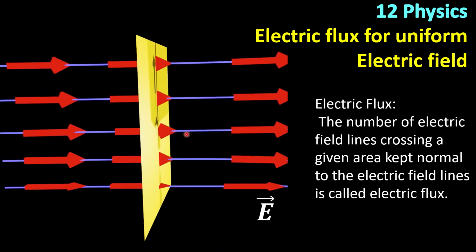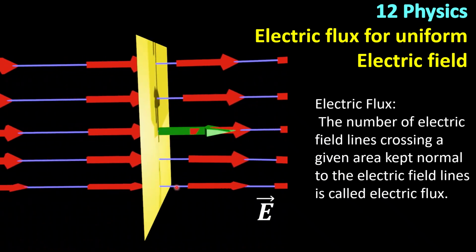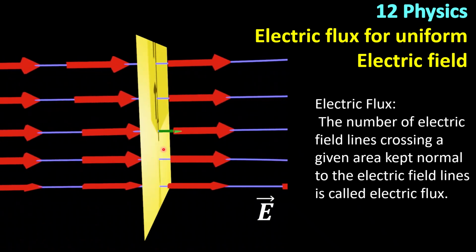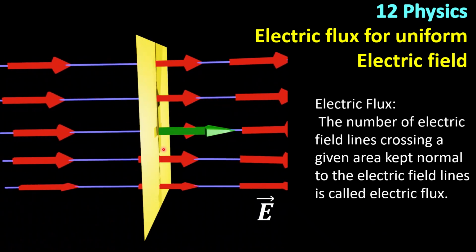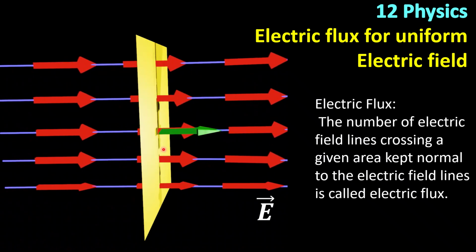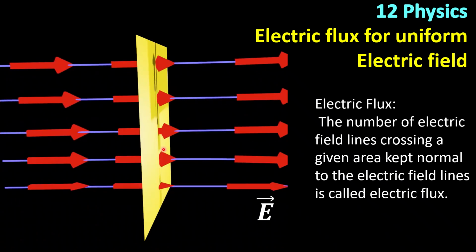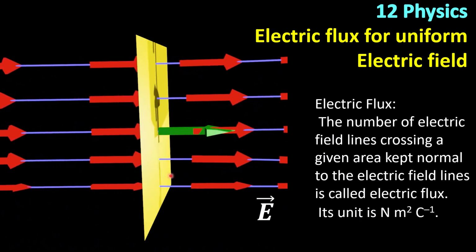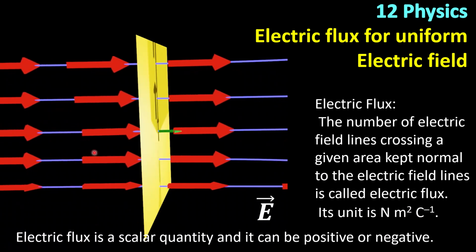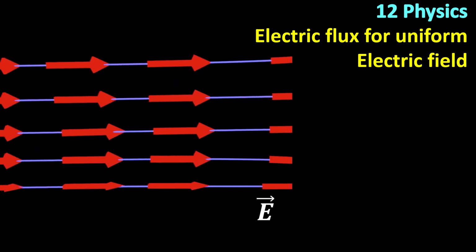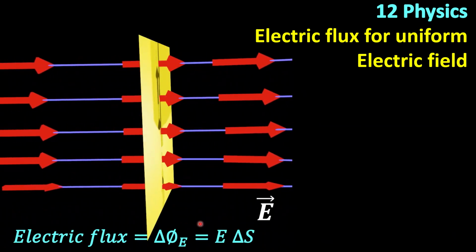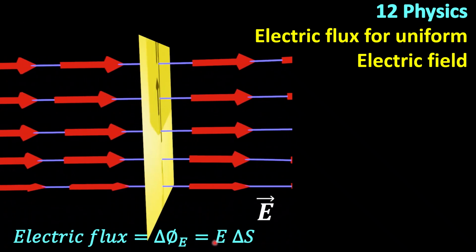So, the number of electric field lines crossing this given area kept normal to the electric field lines is called electric flux. Its unit is Newton meter square per coulomb. It is a scalar quantity, so its value may be negative or positive. Electric flux is represented by delta phi E is equal to E into delta S.